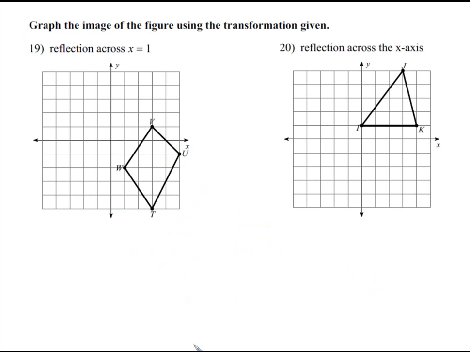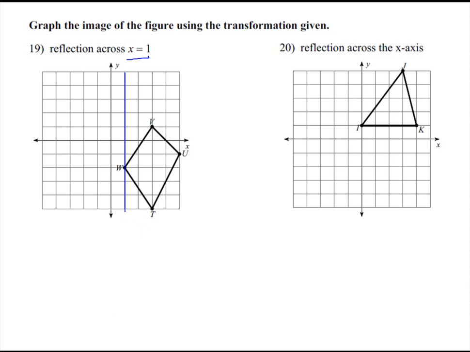So let's take a look at some of these transformation problems. Number 19 says they want us to reflect this shape across the line x equals 1. Anytime you're doing a reflection across a specific line, like x equals some number or y equals some number, you want to actually draw the line. So x equals 1 is going to be a vertical line. It goes through 1 right there.